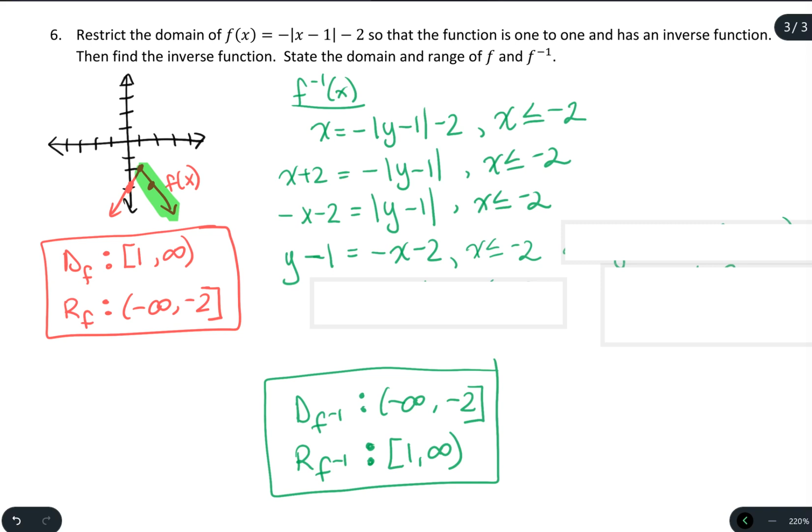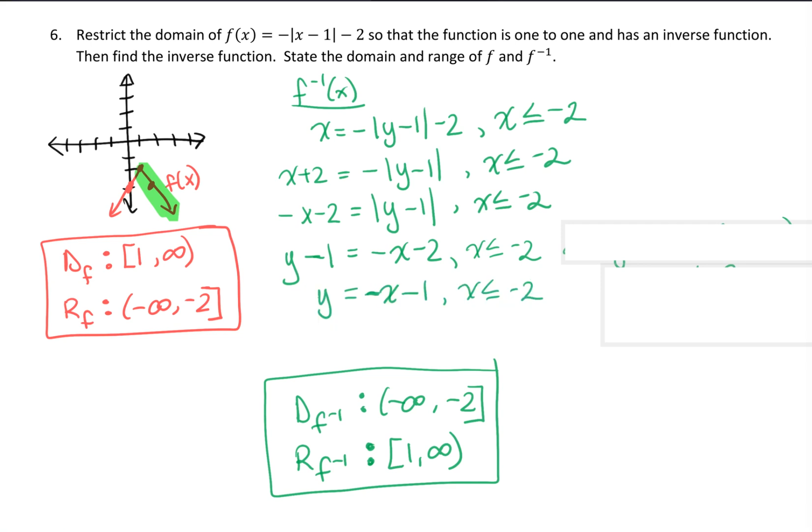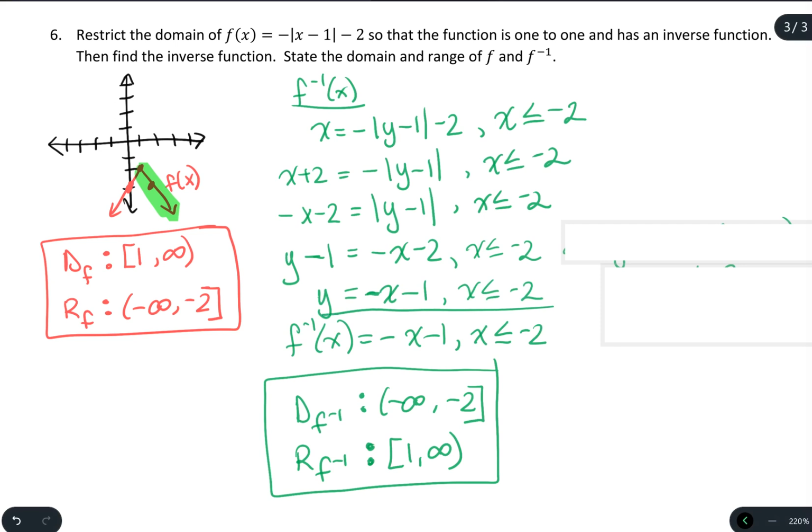And when I continue to simplify that one, I end up with y equals negative x minus 1 for x less than or equal to -2. And that is the restriction that I wanted, because that's what I picked. So that's my inverse. So that means f inverse of x is going to equal negative x minus 1 for x less than or equal to -2.